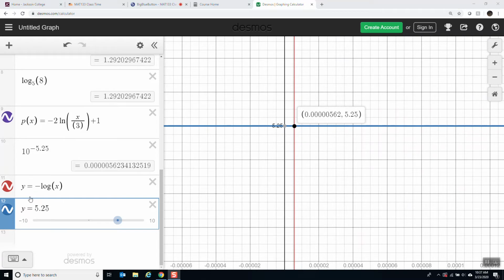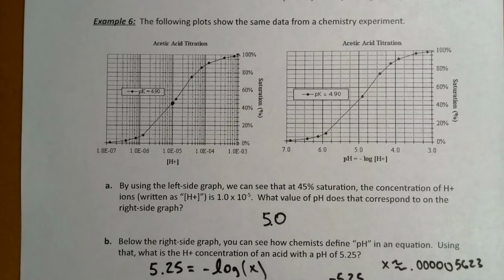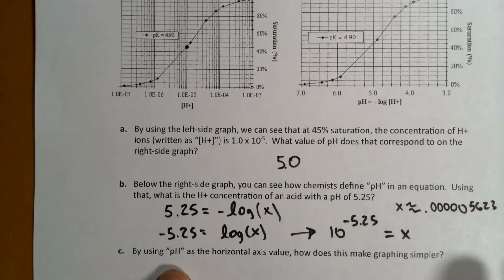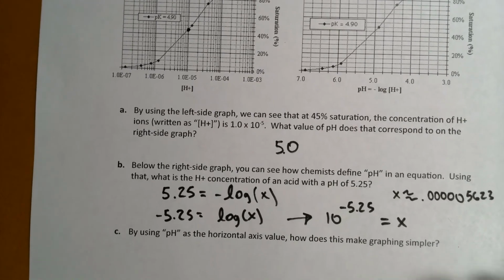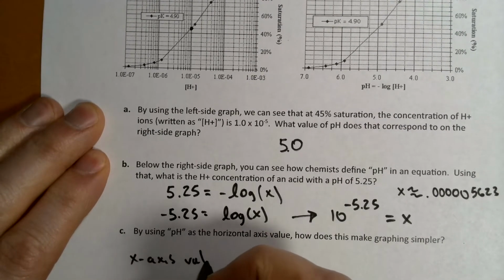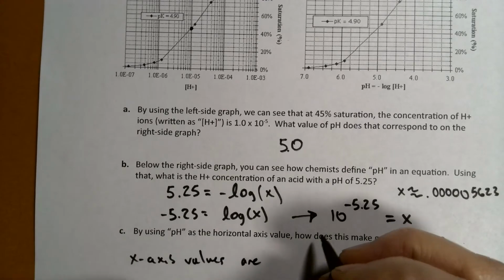Note here in Desmos, I typed in y equals negative log x, and then I put in 5.25, and I noted their intersection, and there it is. I guess I should trust what I'm doing here, right? Okay, so how did using the pH make the graph simpler? Well, the x-axis values are now integers. Let's say whole numbers.